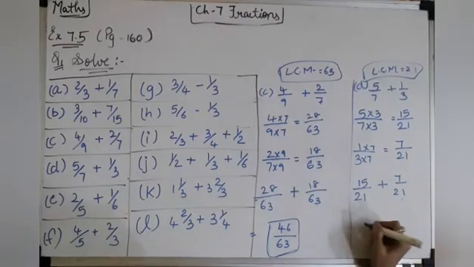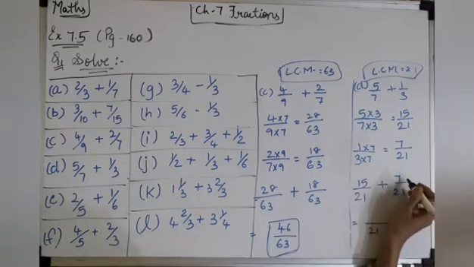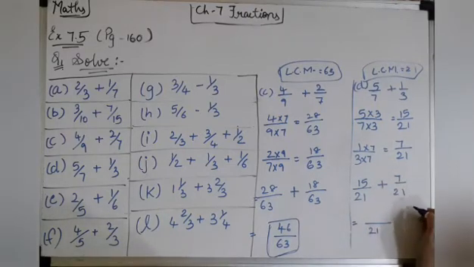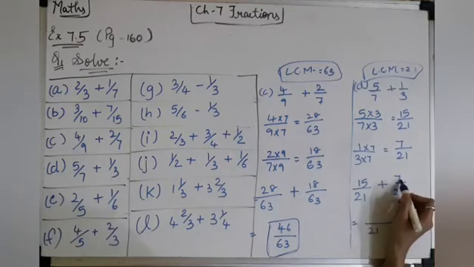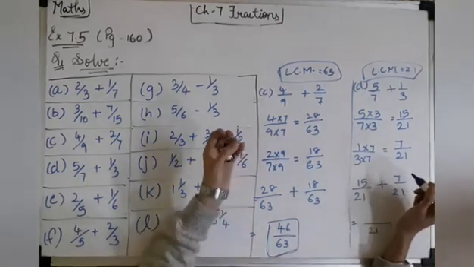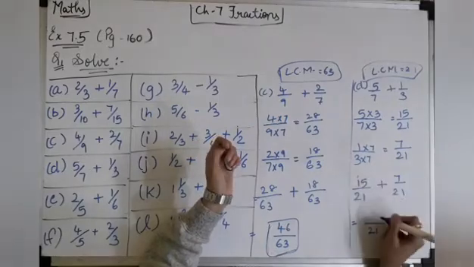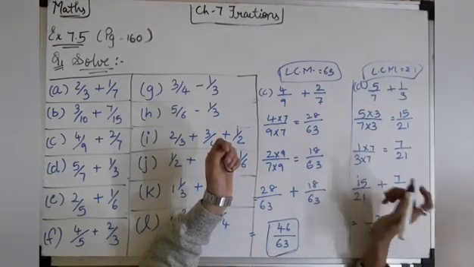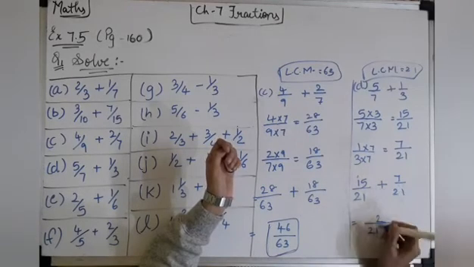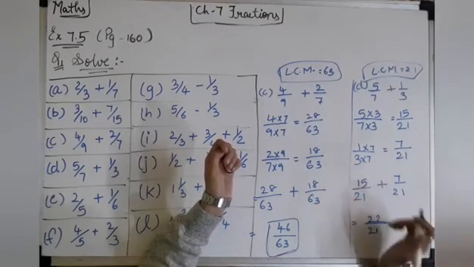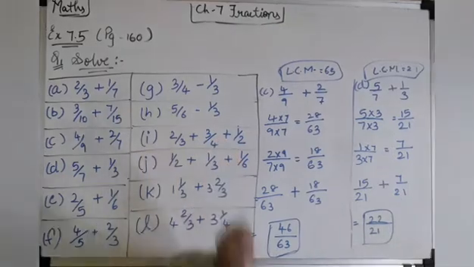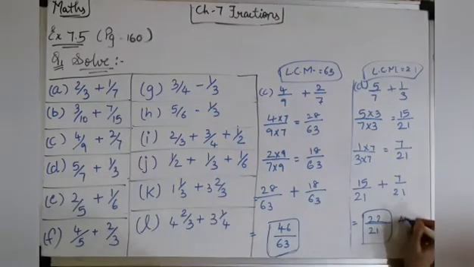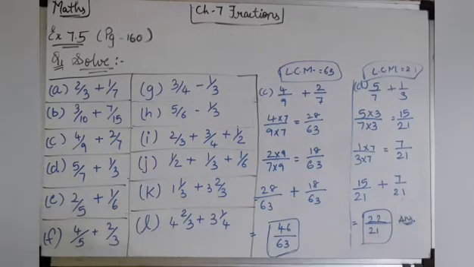Denominators are same, so I'll write 21 here and then 15 plus 7. 5 plus 7 is how much? 7, 8, 9, 10, 11, 12. So 2 here and carry 1. There is nothing in the tens digit, so I'll write 1 plus 1 is 2. So we got 22 upon 21, and this is your answer.